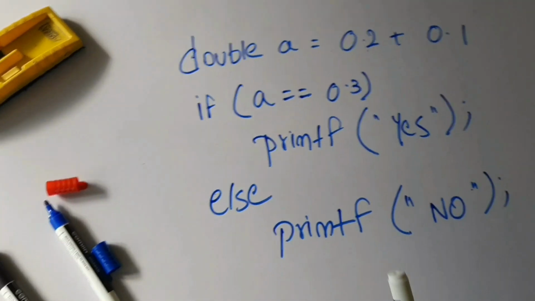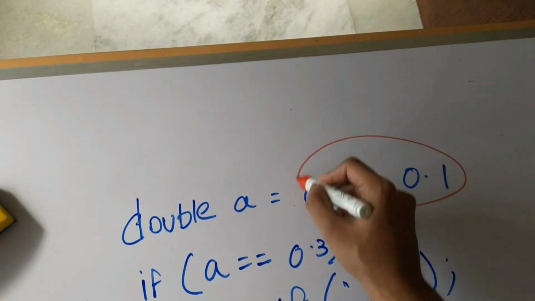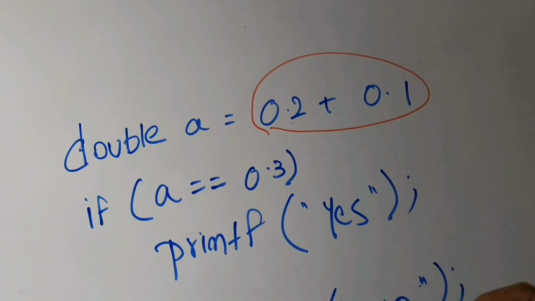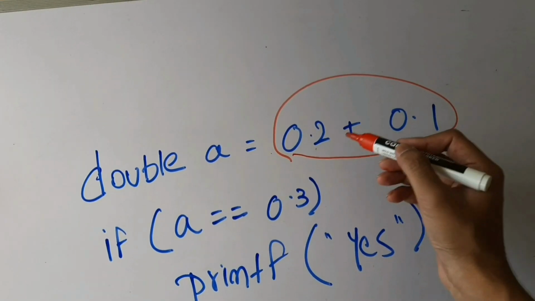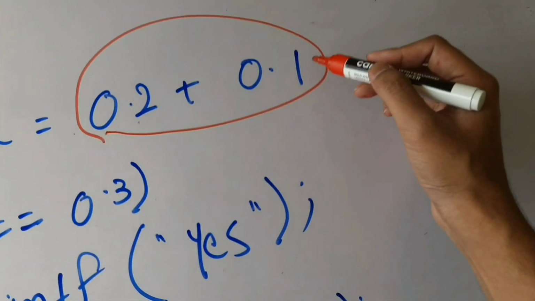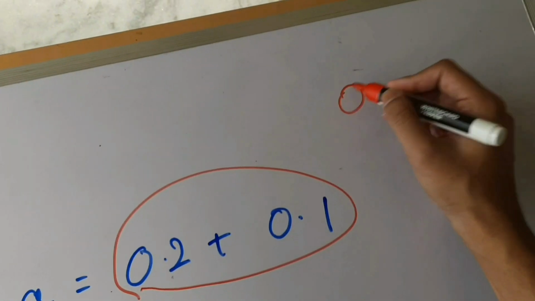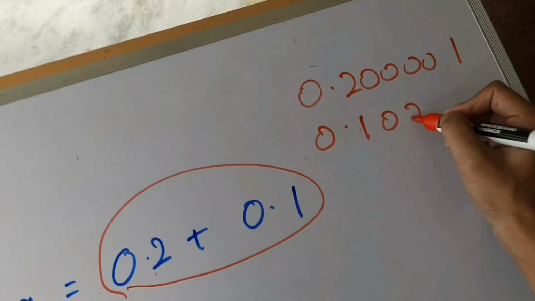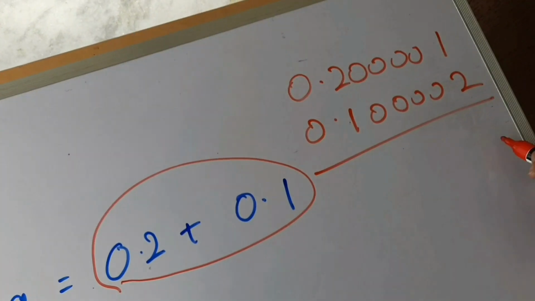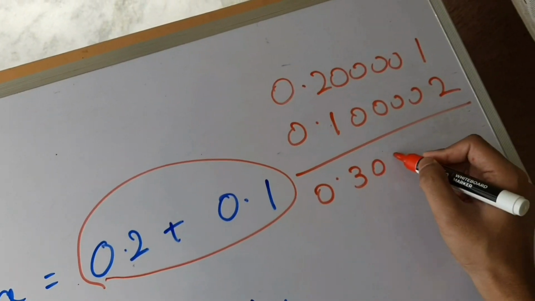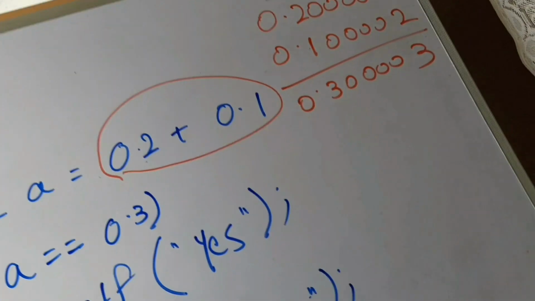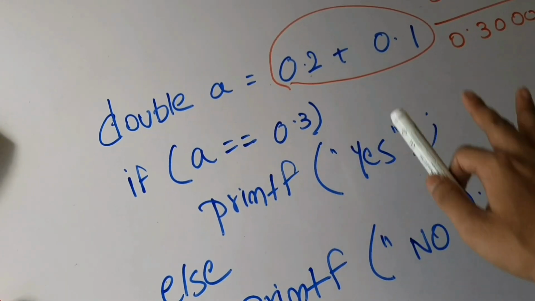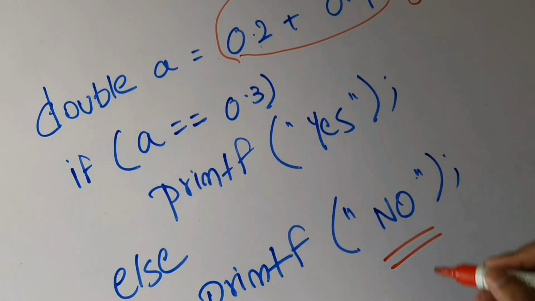So this condition shall be satisfied and the program will output yes. But that does not happen. You see, as we are giving 0.2 plus 0.1 over here, the compiler gives a precision error because it is not totally sure about what values are there after 2 in this decimal and after 1 in this decimal. It may be like this, 0.200001 and 0.100002. So the compiler may give the output of 0.300003. So this value is not totally equal to 0.3. The compiler has some confusion here and so it will print the output no.